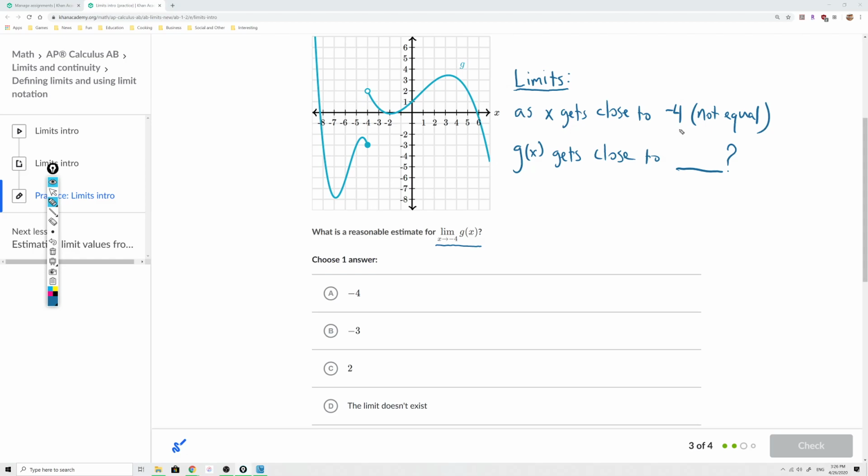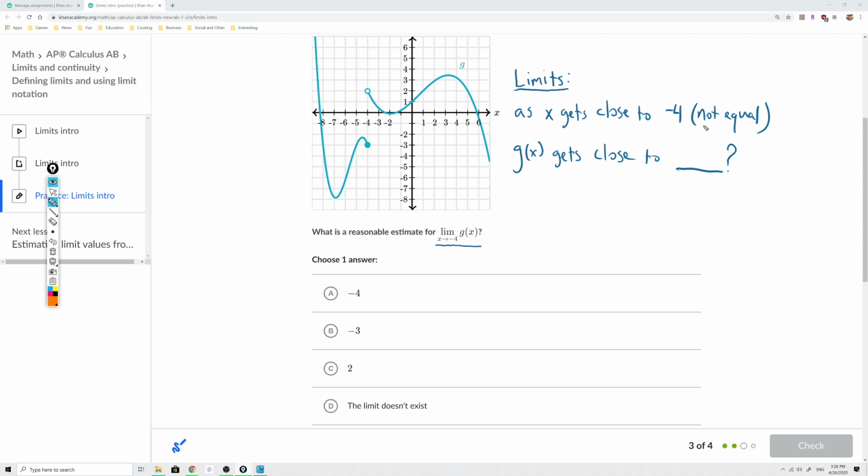We don't care what's happening to x when x equals negative 4. We just care what happens close by. So this says, as x gets close to negative 4, what happens to g of x? So what happens to the function values? What happens to the y values if you pick an x value that gets closer and closer and closer to, in this case, negative 4? Well, let's look at the graph and see, because this is actually an interesting example.